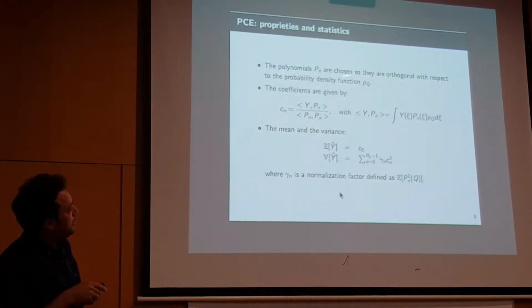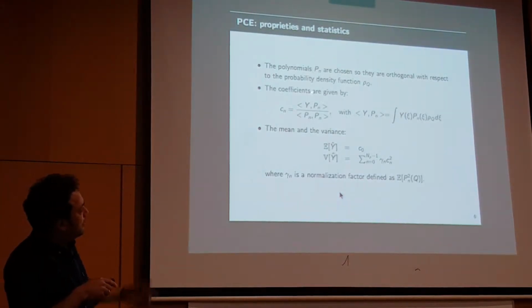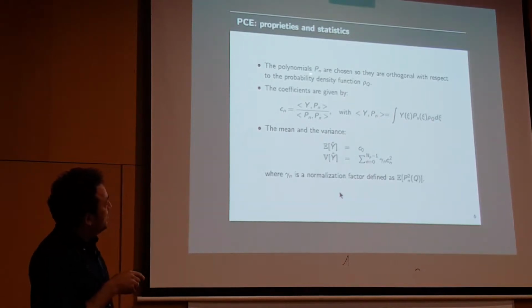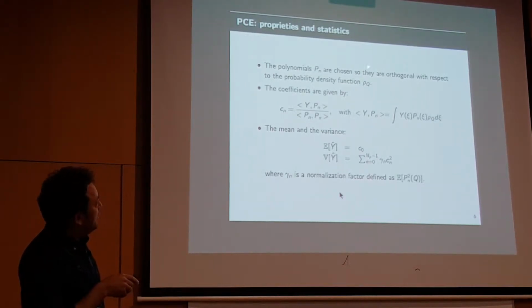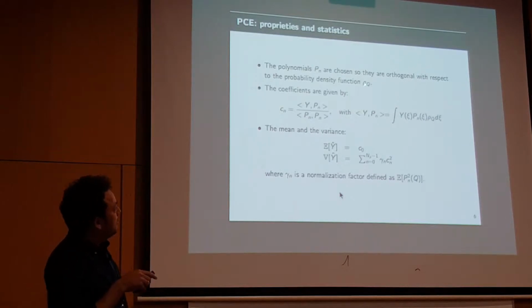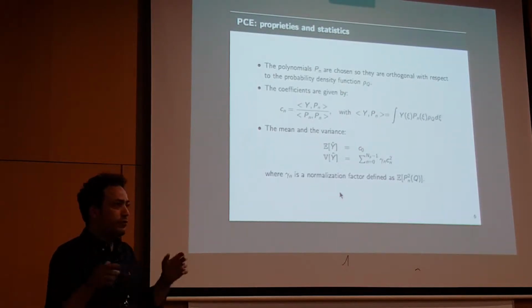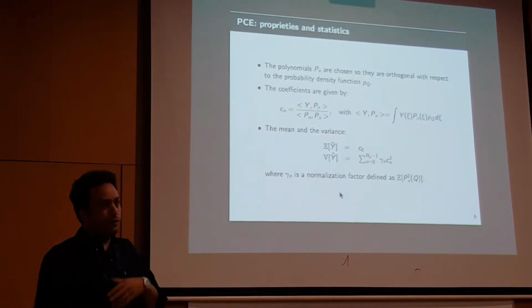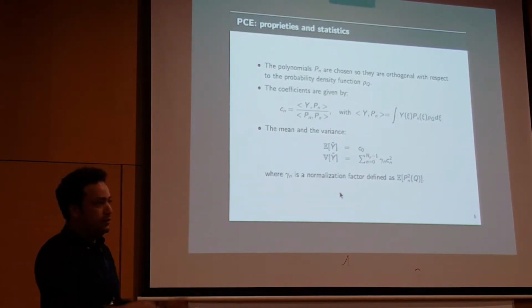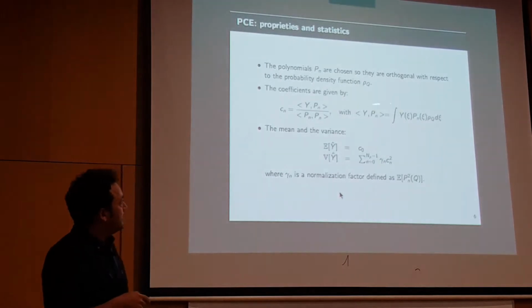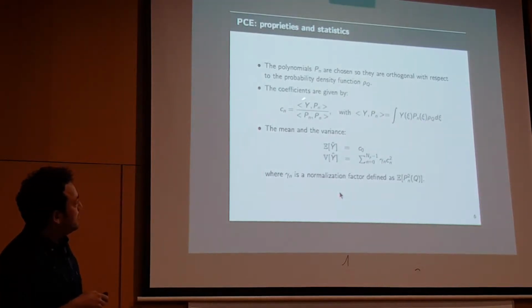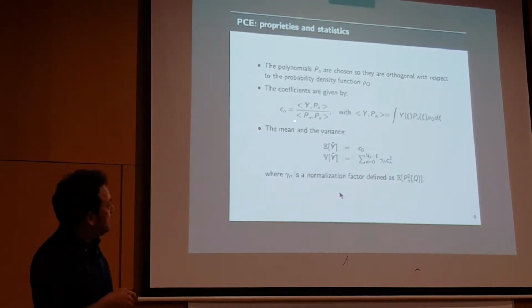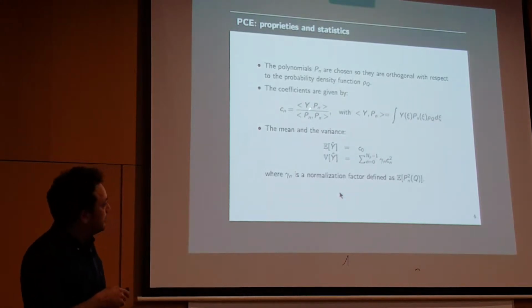So we can have these polynomials orthogonal, and for each density, for example, for Gaussian density, we have Hermite polynomials, and for uniform also we have others, and in the literature we can find them. To compute the coefficient Cn, we use just this scalar product here.